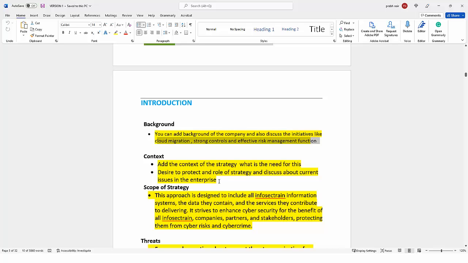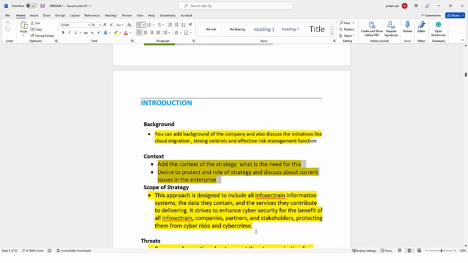Then we have to give the context. It means desirableness of the strategy. Okay, what is your desire? What is your intent? How are you going to protect that? So that needs to be addressed in the context. For example, here I have given the clear background of why we are introducing a security strategy for the function. Here I'm giving a high level context, like CISO will be appointed to protect the data in the cloud. We will build the cloud security strategy. So that is a high level context we are giving.